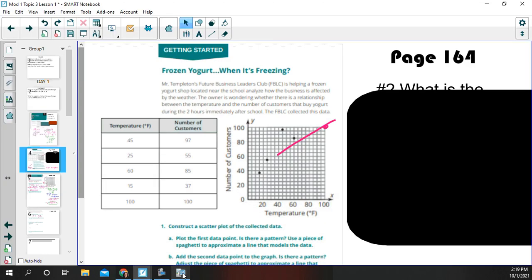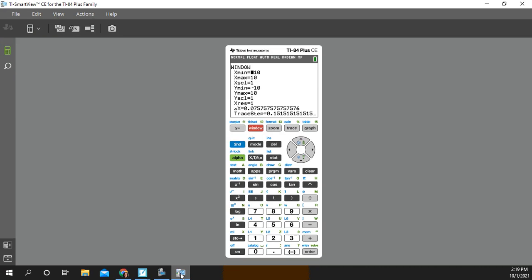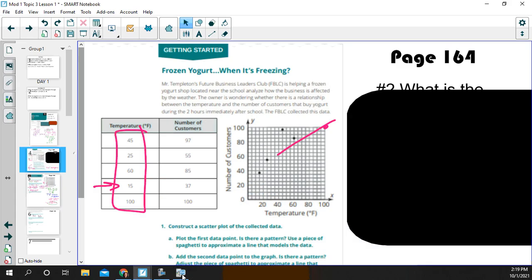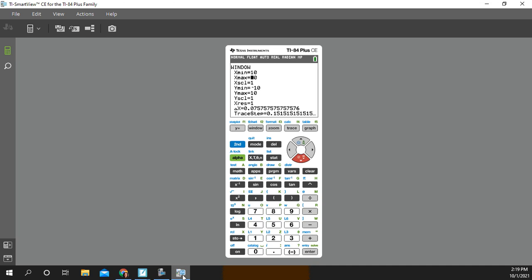So if I go back here, I'm looking at these. My lowest X value is 15, so I'm going to pick a little bit lower than that. I'm going to pick 10 here. Now I'm going to look at my X max. If I go back to all my X values, my biggest X value is 100. I want to do a little more than that, so I'm going to pick 105 here.